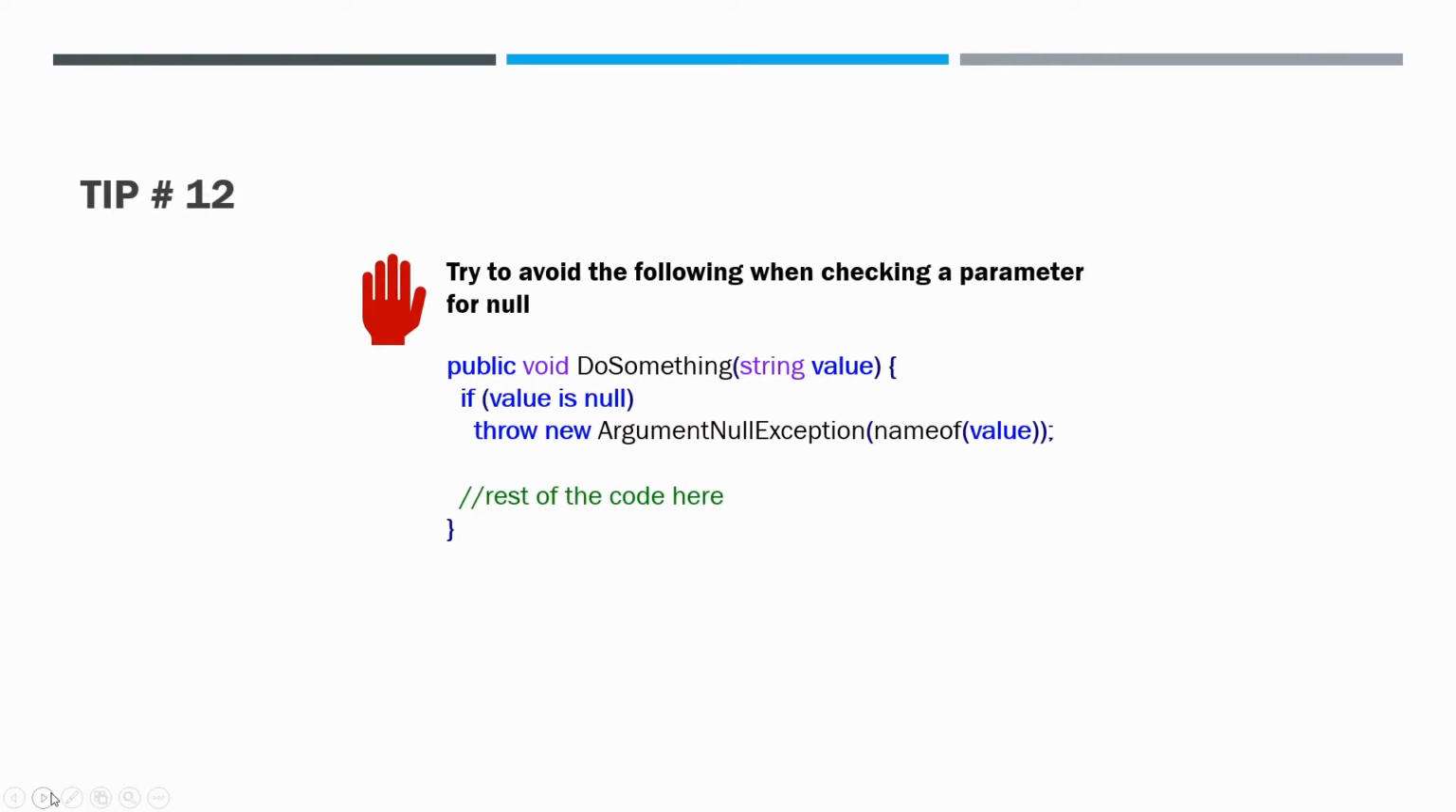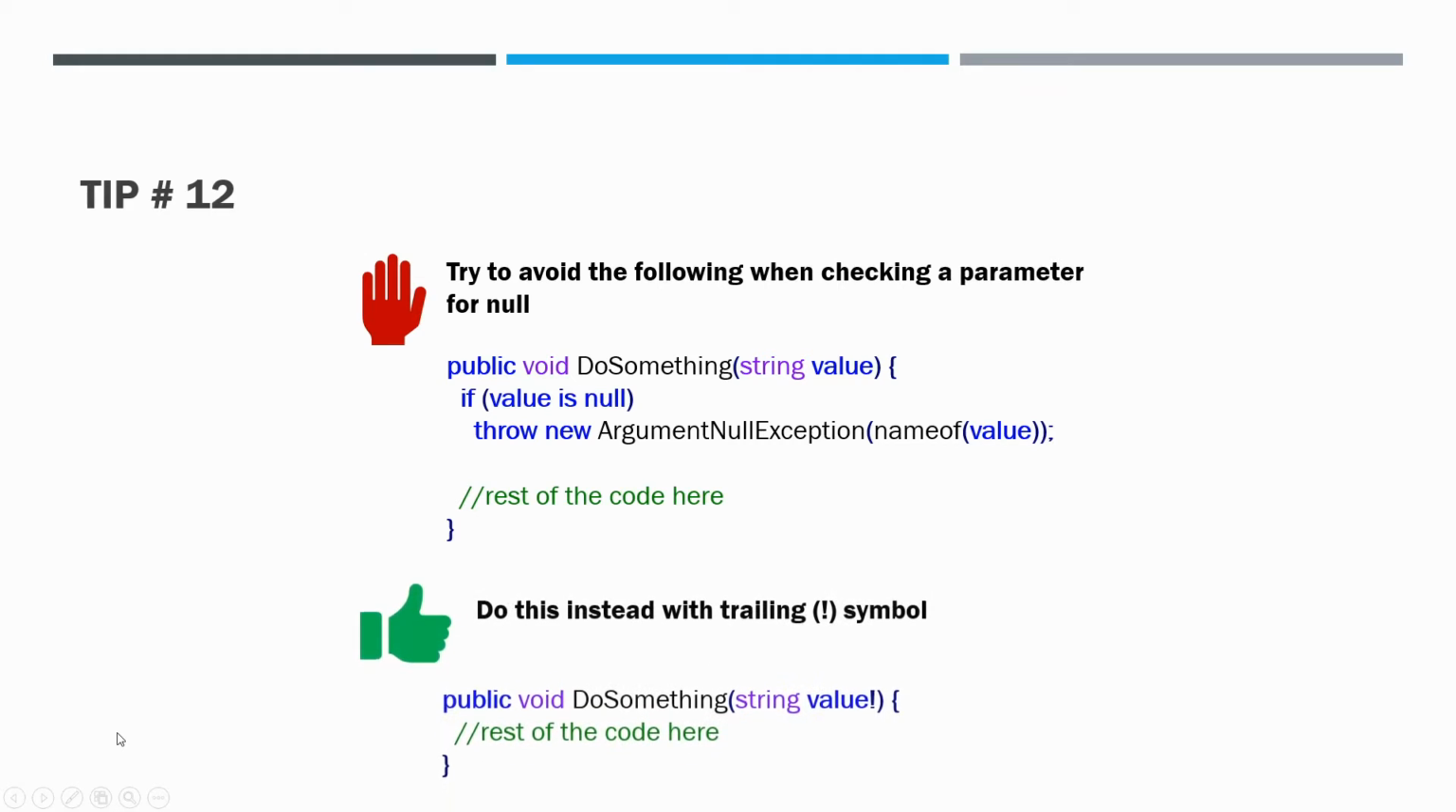Tip number 12. Try to avoid the following when checking a parameter for null. Do this instead with the trailing exclamation symbol. This way it's cleaner and removes extra clutter in your code when checking for nulls. This feature has been added to C# 9.0. The trailing exclamation symbol ensures that the parameter should not be null before going inside the method implementation.